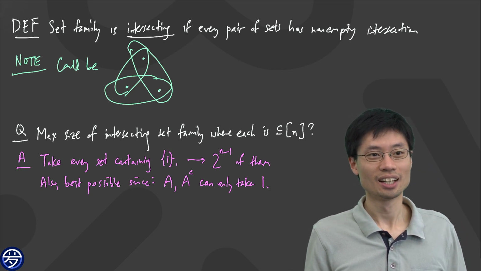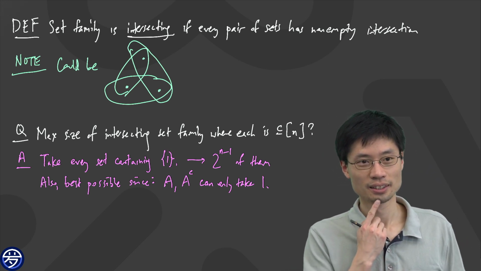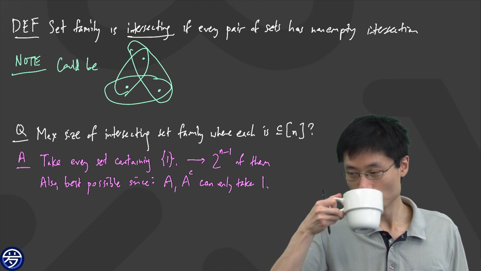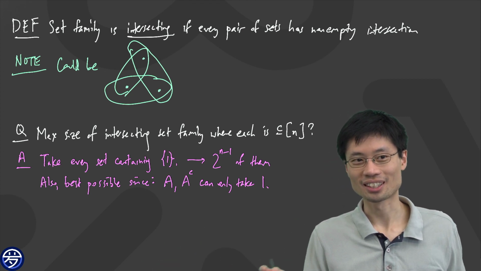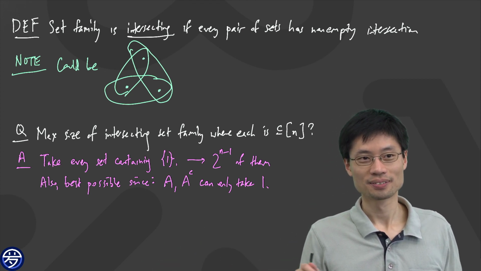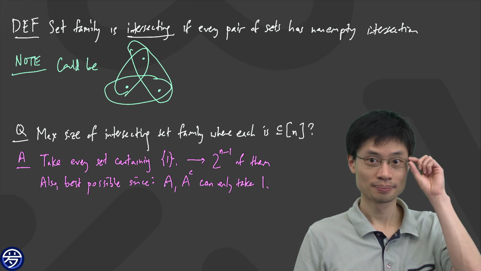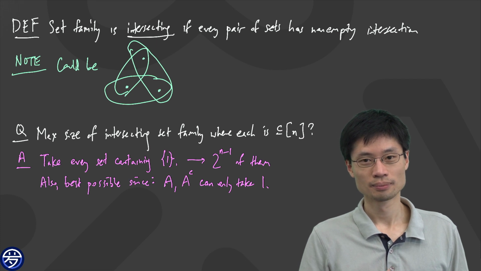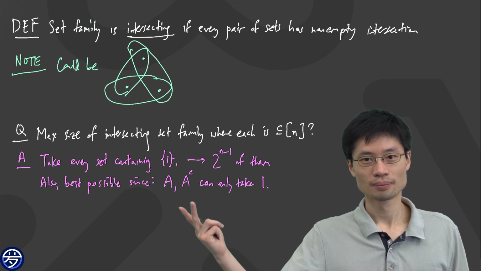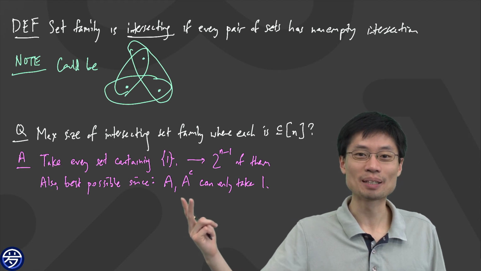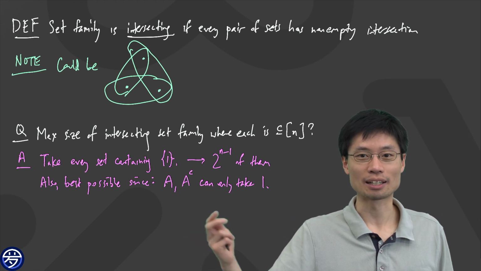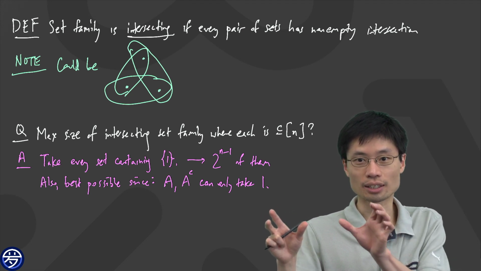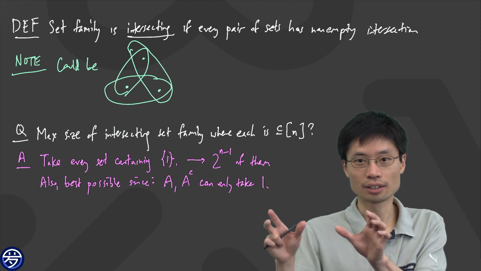Okay, that's nice. Liam has a question. Liam, did you have a question? I thought I saw a hand. Maybe not. Anthony has a question. Oh, okay. Thanks for asking. What do I mean by A and A complement can only take one? What I mean is that for every subset of the n numbers, if I look at the complement of that subset, I cannot have both.